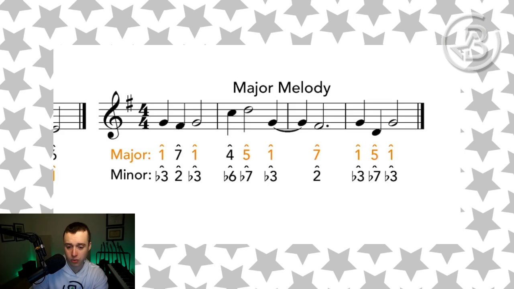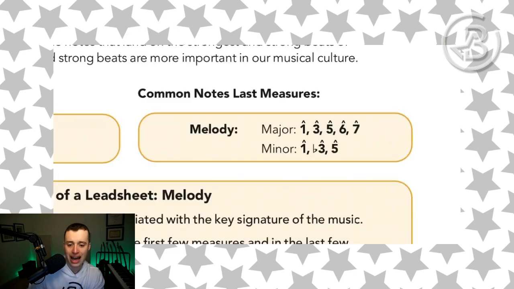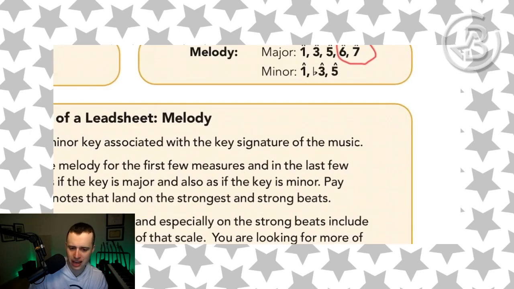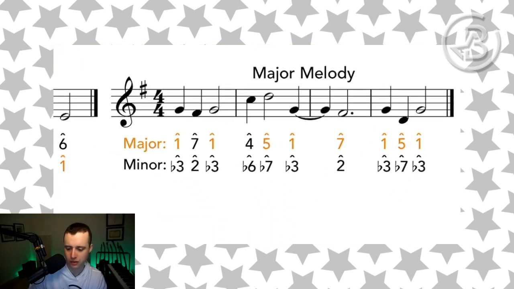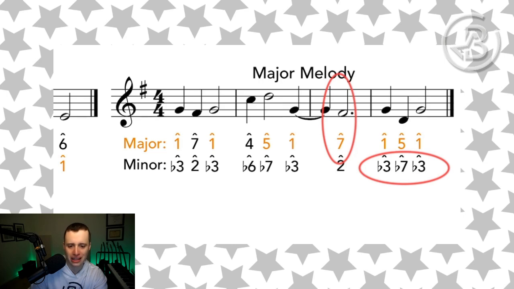So G would be scale degree 1, F sharp scale degree 7, G scale degree 1. So 1, 7, 1, that is stronger than flat 3 to flat 3. Then we go 4, scale degree 5 to scale degree 1. That's much stronger than flat 6, flat 7, flat 3. As you can see from major melodies in our last couple measures, sometimes we can have scale degree 6 and scale degree 7. And sure enough, we can see scale degree 7 right here. And then in our last measure, we have 1, 5, 1. 1, 5, 1 is so much stronger than flat 3, flat 7, flat 3 in terms of determining the key.